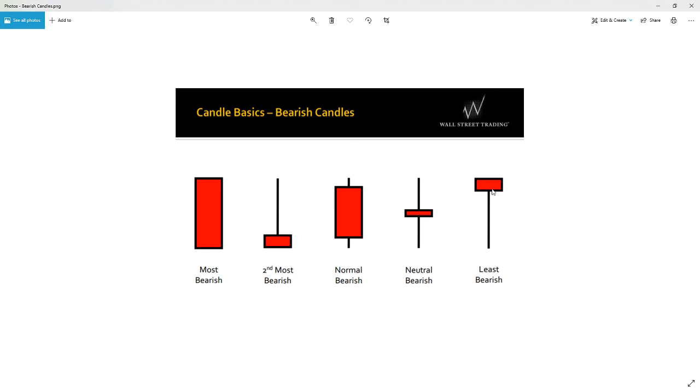Now, why would the one on the last one here be the least bearish candle? Well, think about it. This is the first candle here. You had a full bearish candle, and then there were so many buyers down there that they bought it all the way up to here. This means the price got this low, and then buyers bought it all the way up here, and this is all you have left.